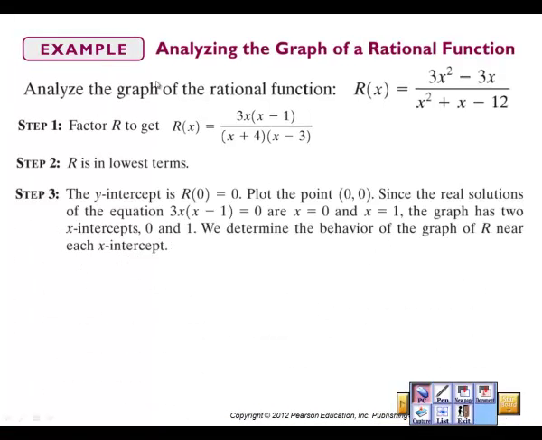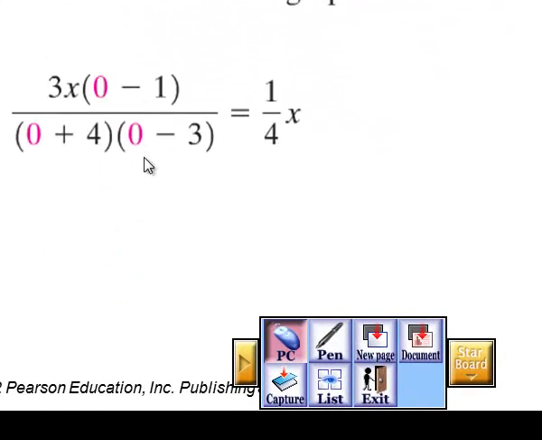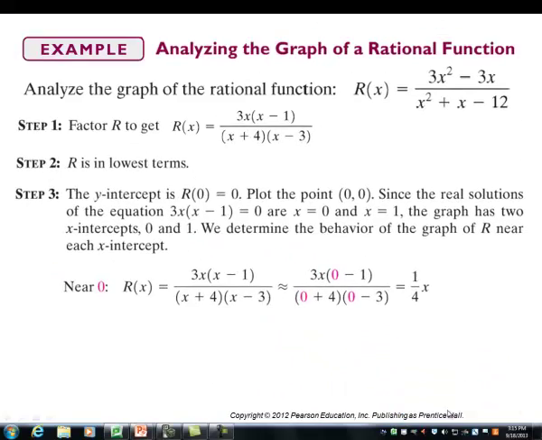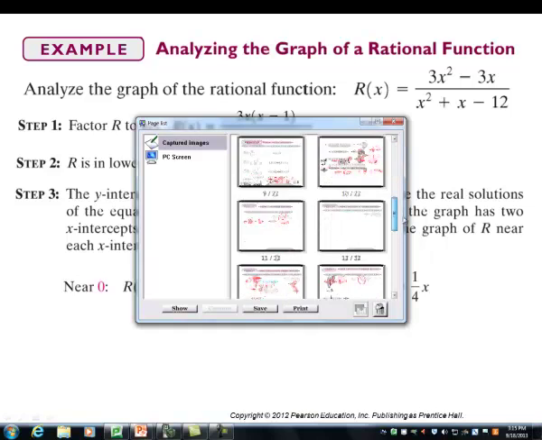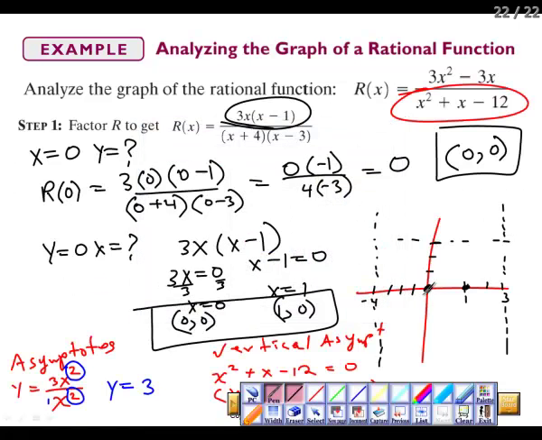So we saw that there was nothing that canceled, so we have our x-intercepts at 0 and 1, and we also know that our y-intercept is at 0, 0, and we know that our behavior at 0 is 1/4. What that means is it's going up, but it's a very shallow slope. So chances are what it's doing is coming up and then going back down this way, like that.